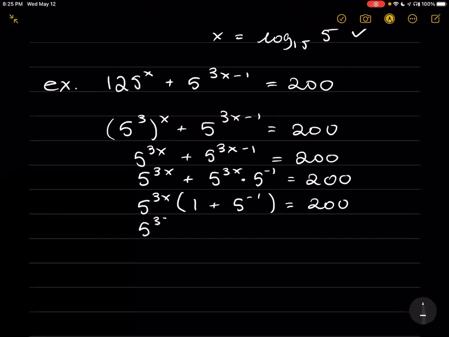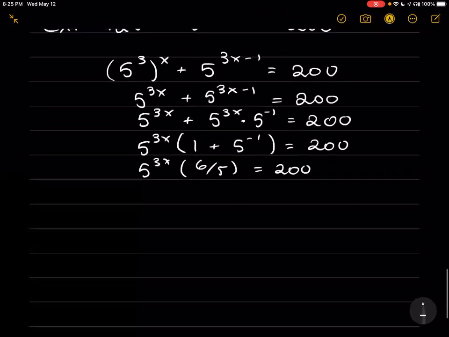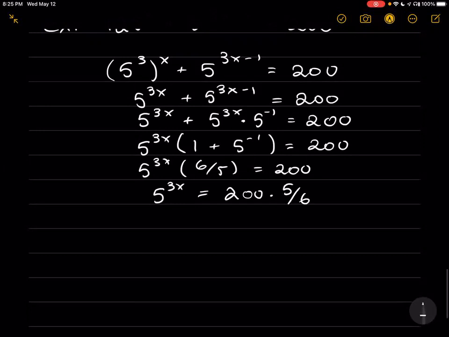We can simplify that expression in the parentheses a little bit as 1 plus 1/5, so 6/5, equals 200. And then I can divide both sides by 6/5 to get 5^(3x) equals 200 times 5/6, which, if you do some math, simplifies. I guess it's simpler to write 500 over 3. Okay, now we've isolated the expression.